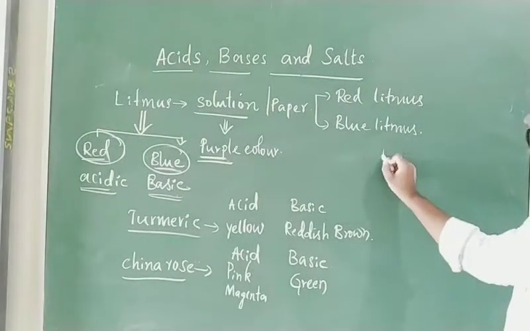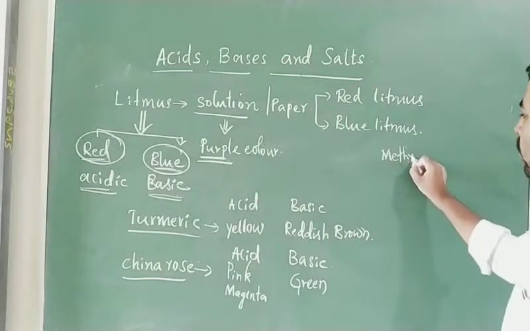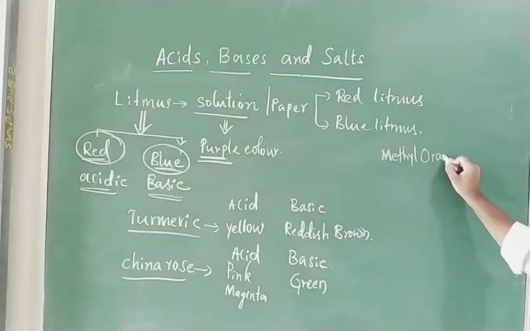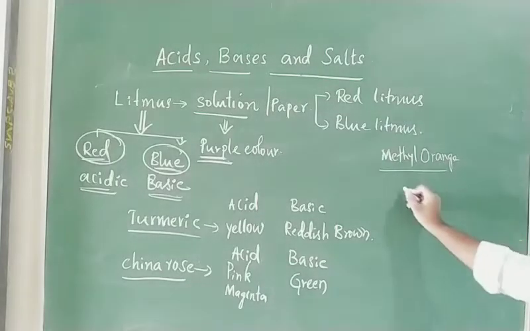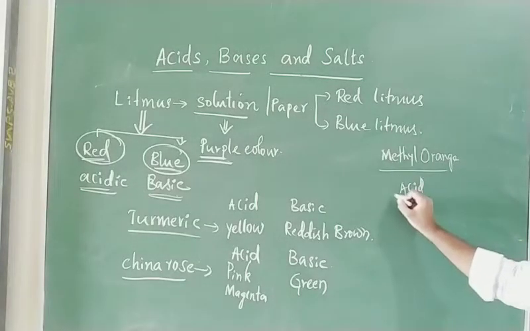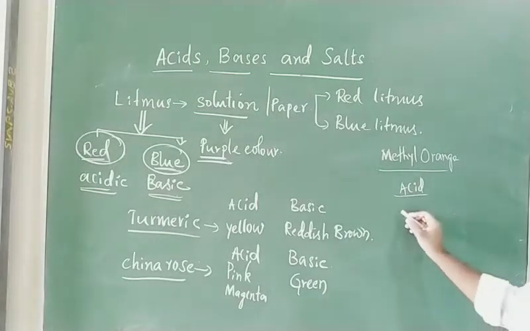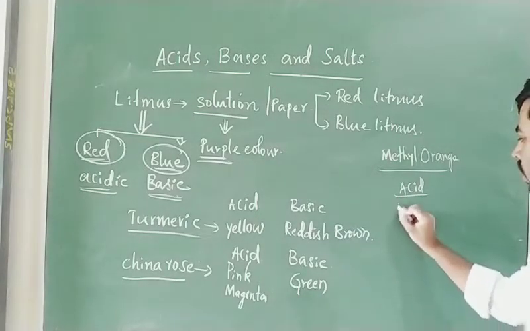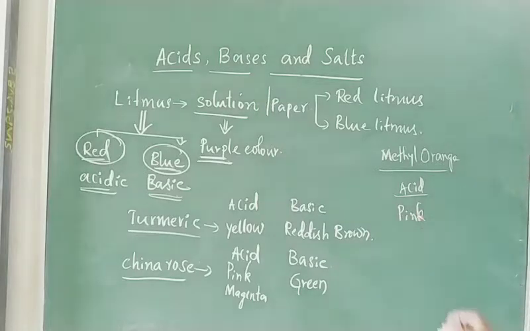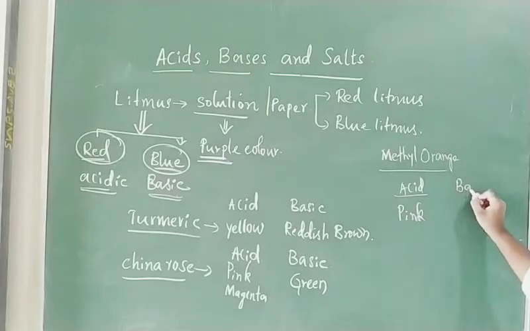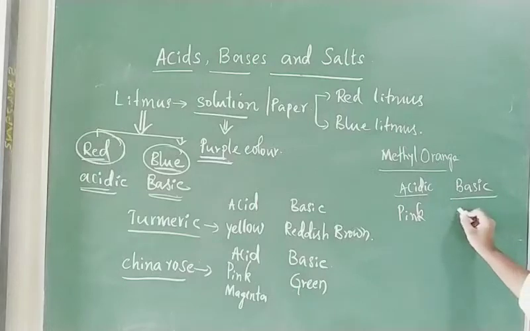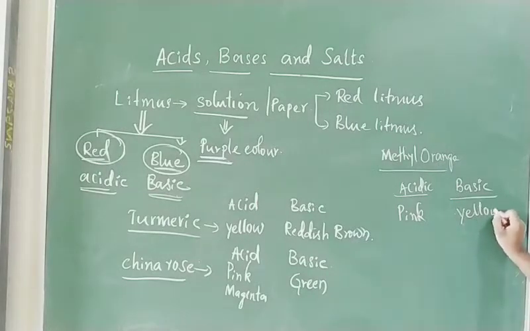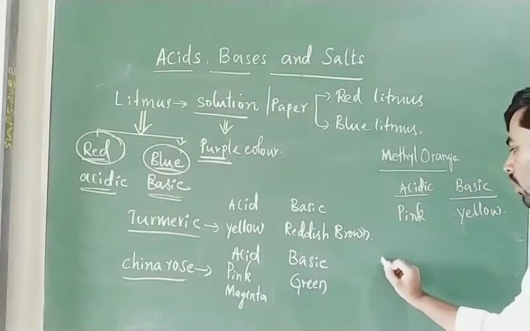If we take another indicator, methyl orange indicator: if it is an acid, it will show pink color. If it is in a basic medium, it shows yellow color. And one more, the last one, phenolphthalein indicator.